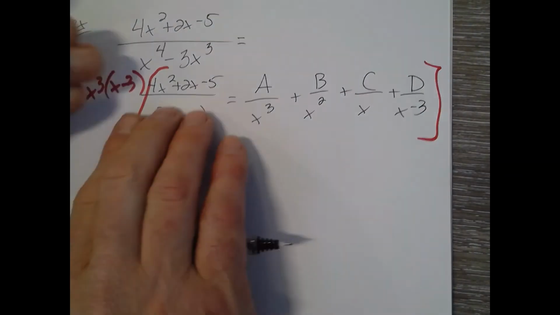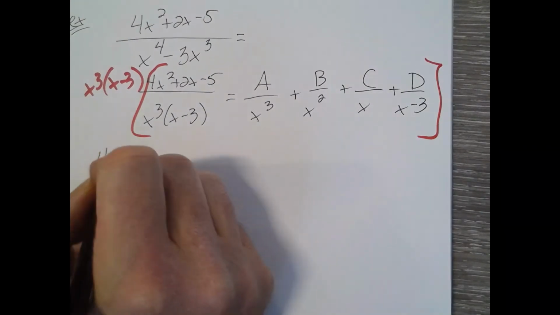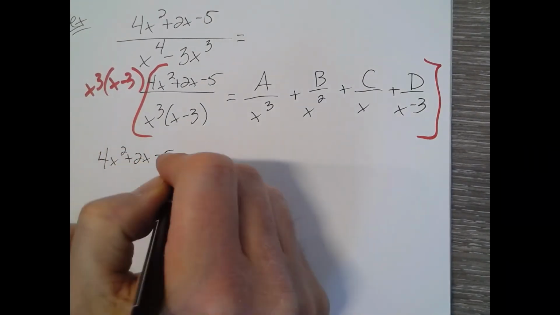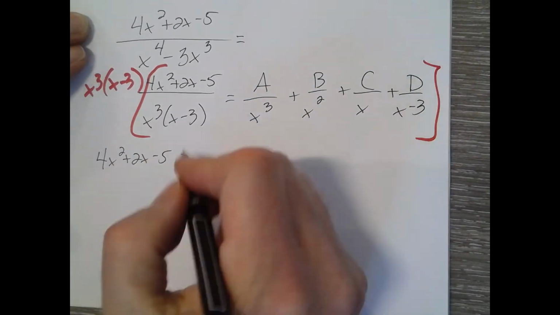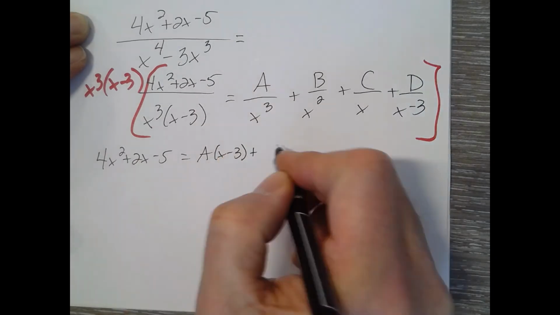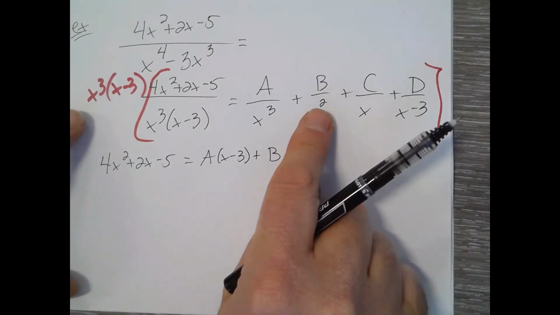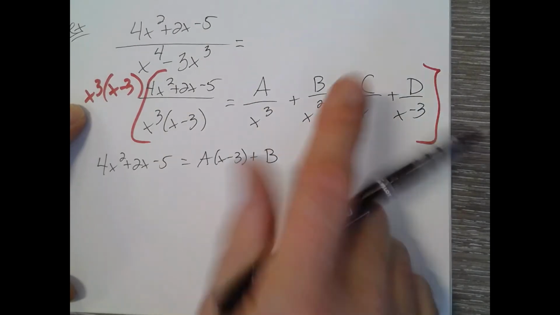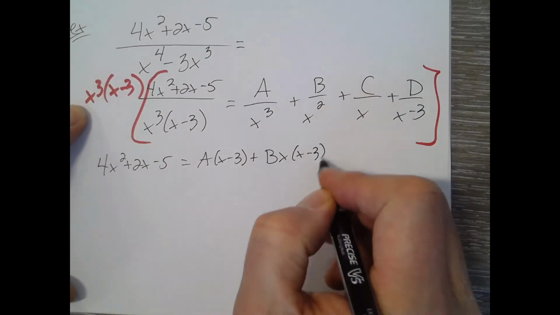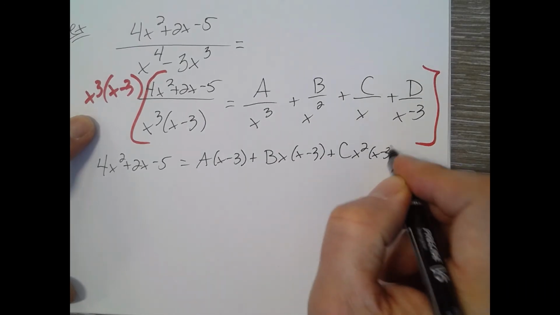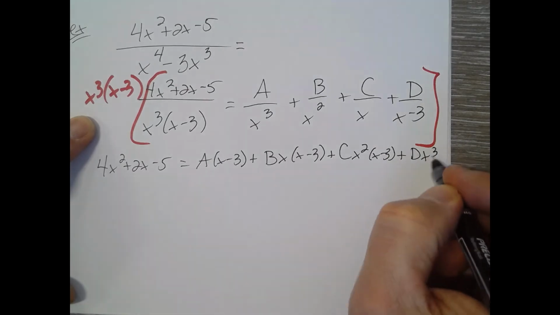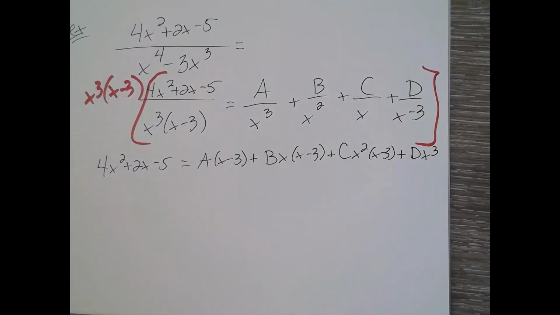So these divide off, so 4x squared plus 2x minus 5. These x cubes will cross off or divide out, so it'll be a times (x minus 3), b times x, and two of those x's are going to go away, so it'd be bx(x minus 3), c x squared (x minus 3) plus dx cubed. And we'll call that good enough for that problem. How many got something close to that? Close-ish, huh? That was a pretty hard one.